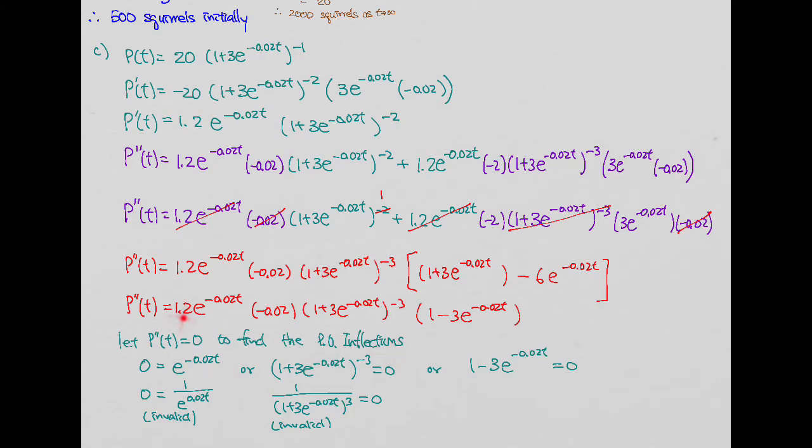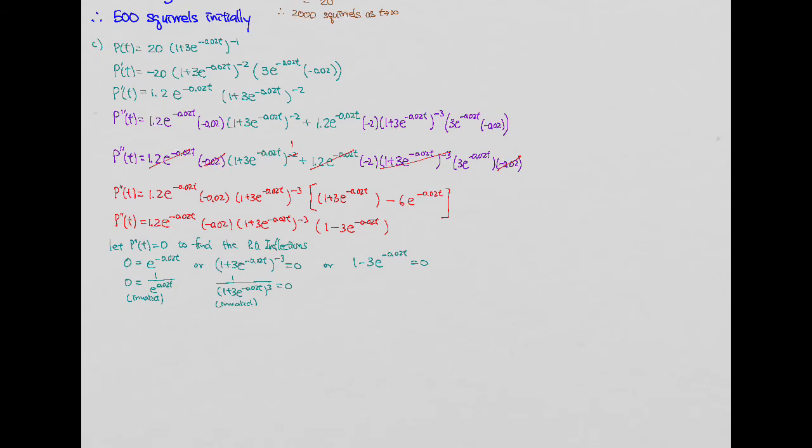So 1.2 cannot be 0. e^(-0.02t), because the exponent is negative, that means it's in the denominator, then it will not be 0. -0.02 cannot be 0. Once again, this term here is a negative exponent. That means it is in the denominator. That means it will not be 0. So the only one that could be 0 is the last bracket.